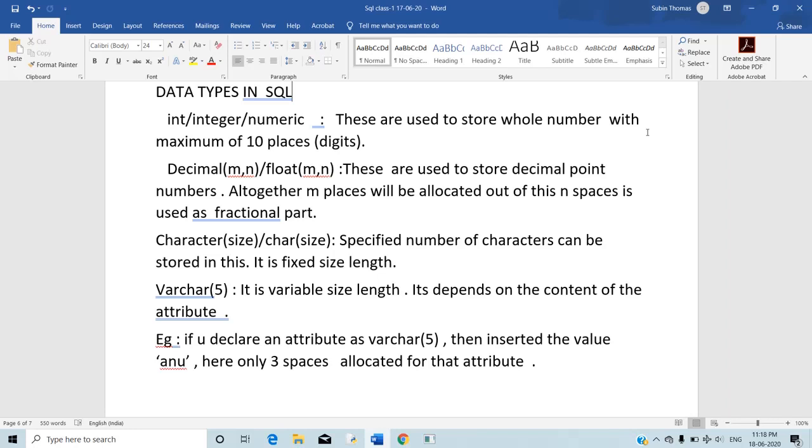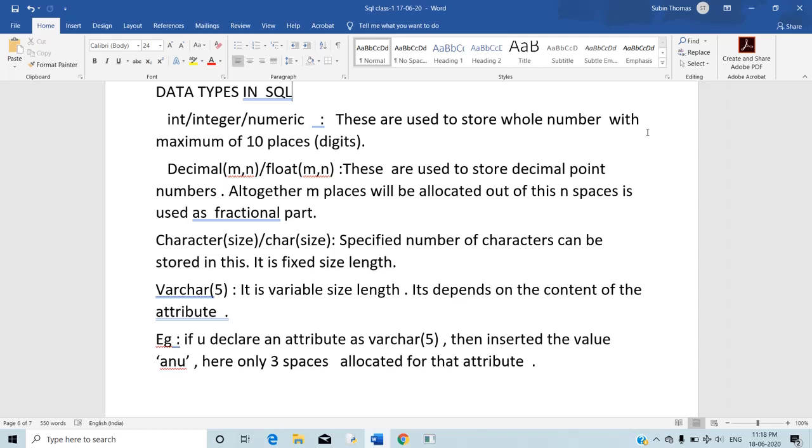Decimal of 5, 2 means altogether 5 places. From those 5 places, 2 places are taken for the fractional part, and the remaining 3 will be used for the whole number part, which is coming on the left side of the decimal point. That is your decimal or float data type.